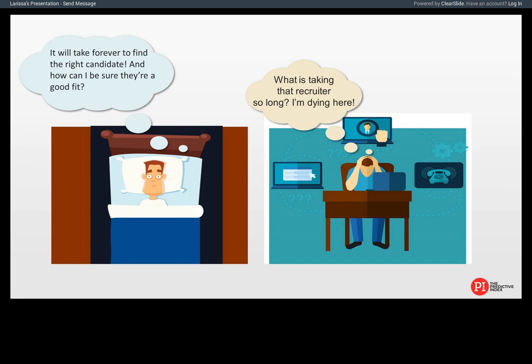We look at their resume, they fit culturally, we like them, but really are they a right fit for the job? And on the flip side, you've got some candidates out there saying, oh my gosh, what is taking this recruiter so long? I'm dying over here. How do I know if I'm the right person? This is going to speed up and streamline your process of getting the right people in and not missing out on a great candidate.